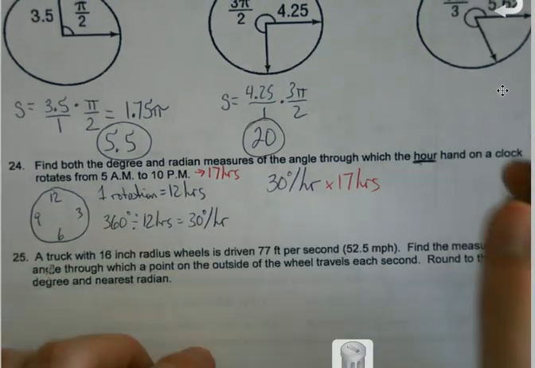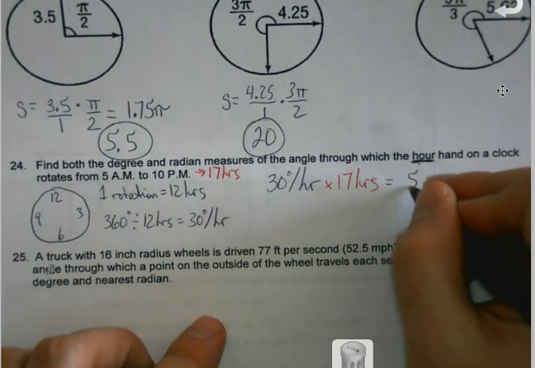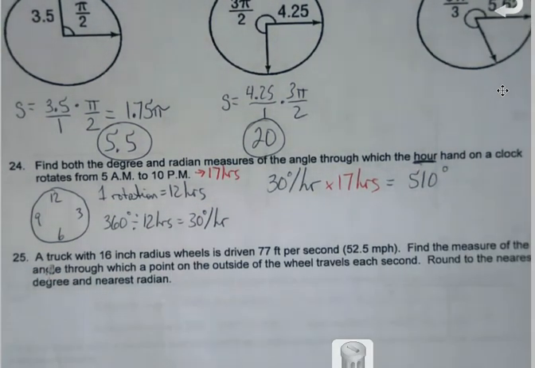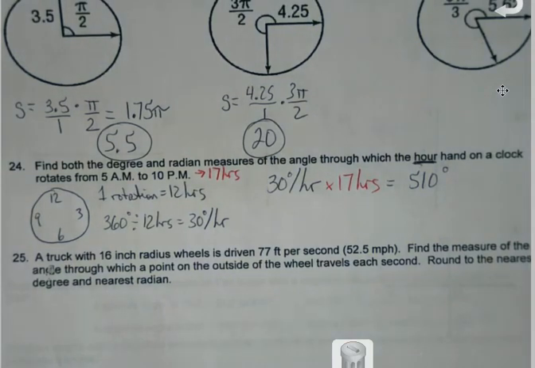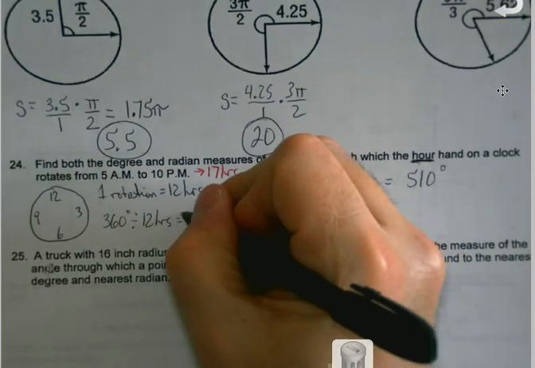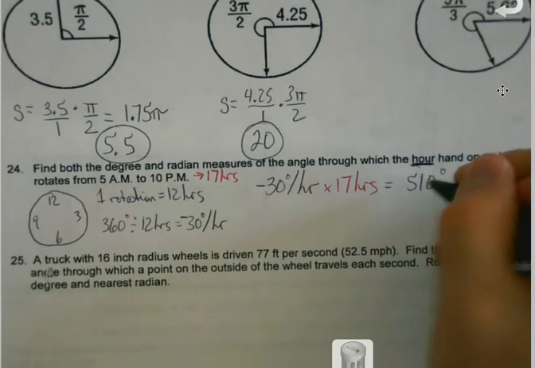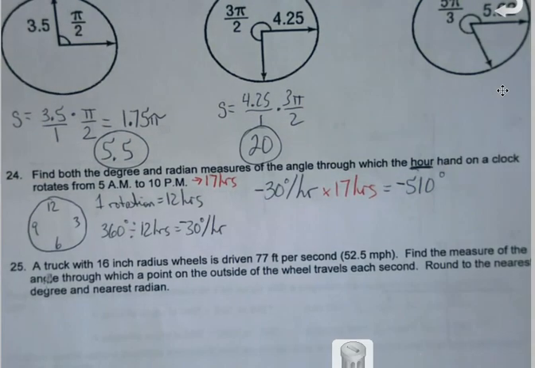Now, there's one thing I'm going to warn you of here. Let's think about this for a second. This is a clock. Most of the time, when you look at a clock, the hands are moving clockwise. So is my angle measure positive or negative? Negative. Little details.